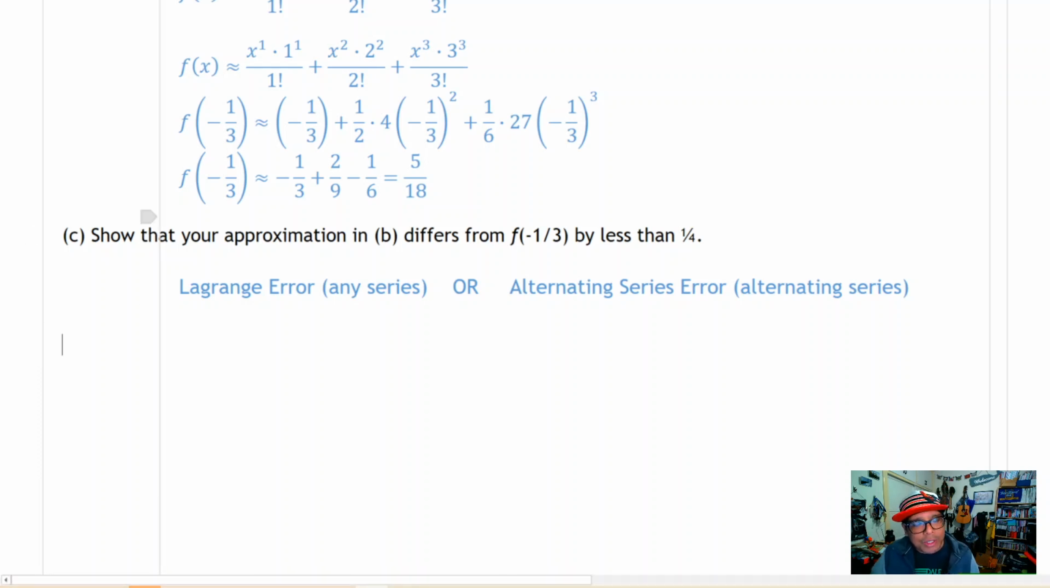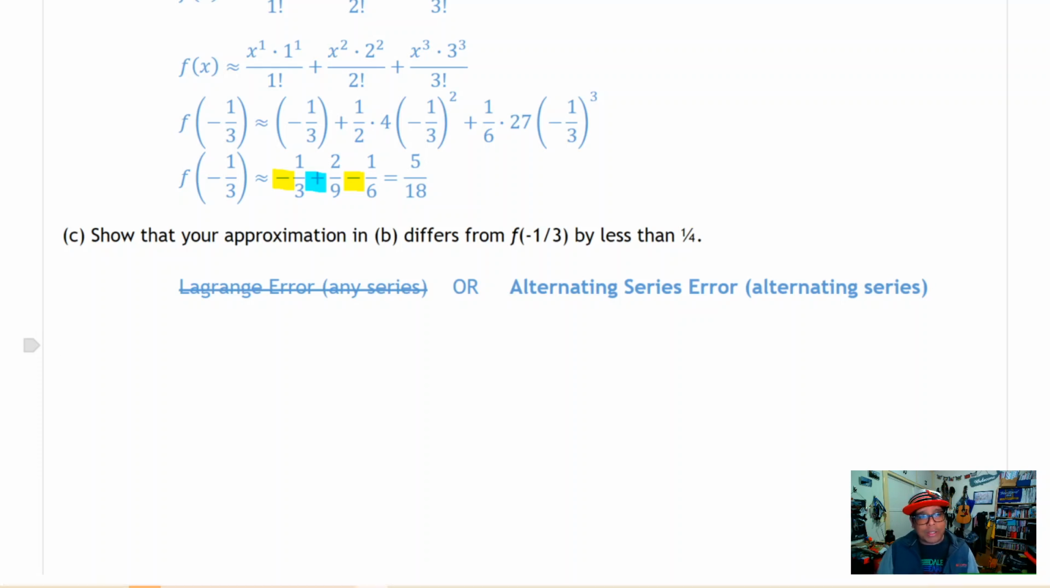So let's take a look at our series from letter B, and we notice that we have a positive term followed by a negative term followed by a positive term followed by a negative term. So this is an alternating series. And you should be doing your happy dance here, because the alternating series error is a lot easier to compute than the Lagrange error.